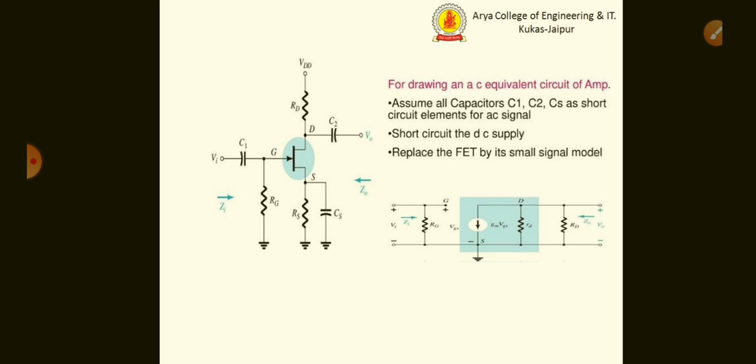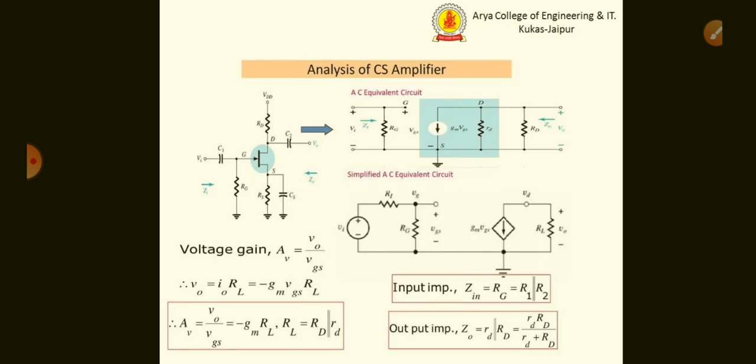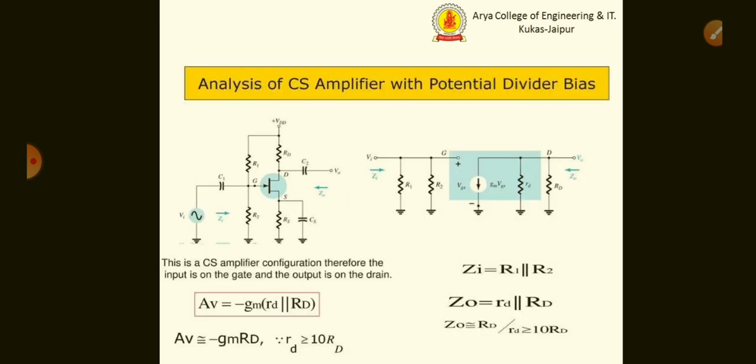For drawing the AC equivalent circuit of an amplifier, we have to assume all the capacitors as short circuit elements for AC analysis, short circuit the DC supply and replace the FET by its small signal model. This is how the analysis of a CS amplifier can be done, and we can find out the voltage gain, input impedance and the output impedance.